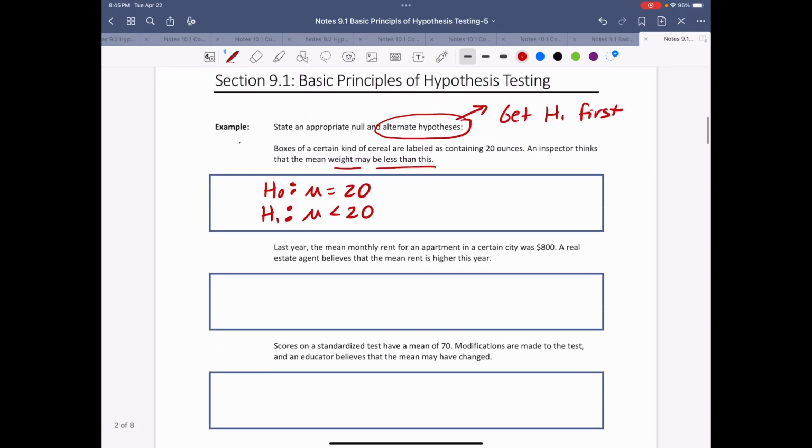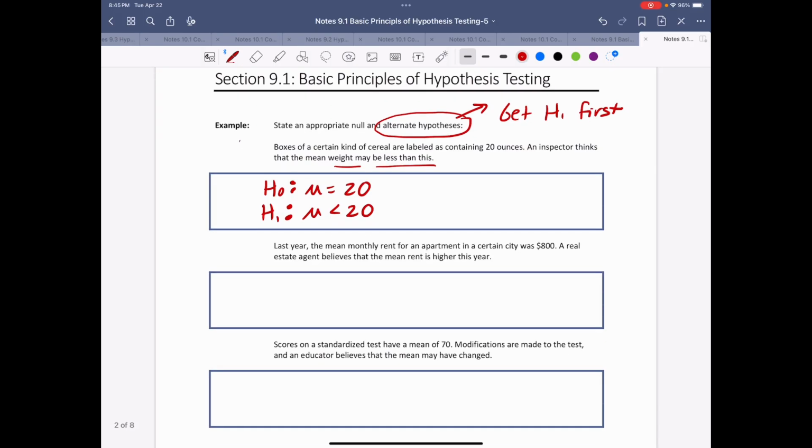All right, the next one. Last year, the mean monthly rent for an apartment in a certain city was $800. A real estate agent believes that the mean rent is higher this year. All right, so here's what I'm going to do. I'm going to say, okay, the agent believes the rent is higher, greater than 800.